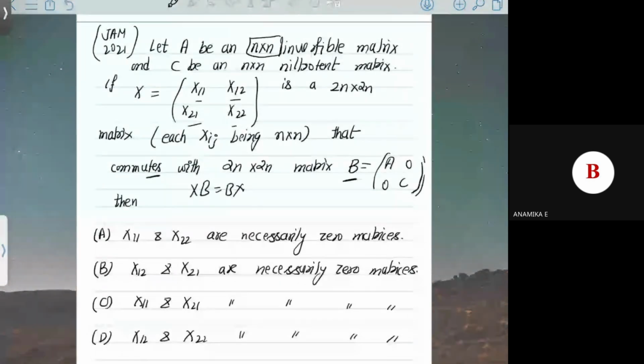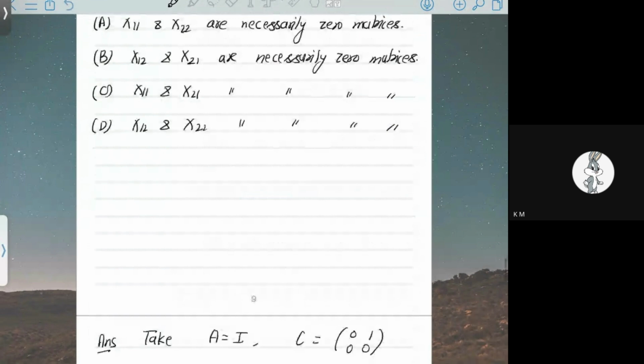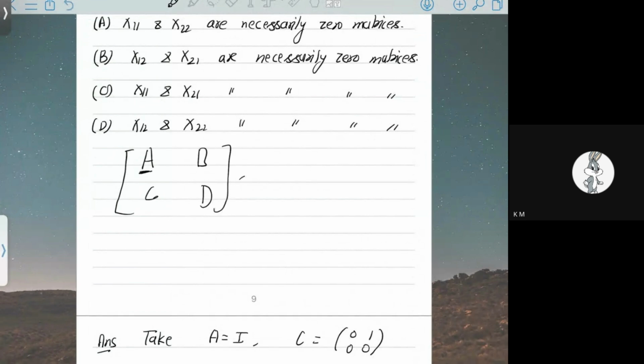Okay. So this question says that A is an invertible matrix, N cross N, and C is a nilpotent matrix, N cross N. And do you know the block matrix? What are block matrices? It is nothing but just a representation of a matrix. I mean, block matrices are matrices like this, where A is a matrix, B is a matrix, C is a matrix, D is a matrix. When we open this up, it is nothing but a matrix. Like, for example, these are all N cross N matrices.